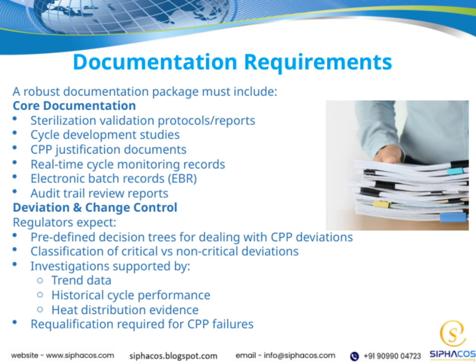Regulators expect us to have predefined decision trees for addressing CPP deviations, which helps streamline decision-making during unexpected events. It's also important to classify deviations clearly as critical or non-critical, so we know how to prioritize our responses. When deviations occur, thorough investigations are vital. These investigations should be supported by trend data, historical cycle performance, and evidence of heat distribution.